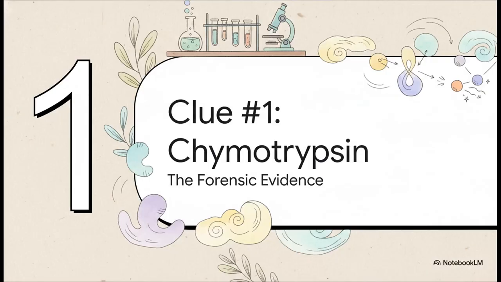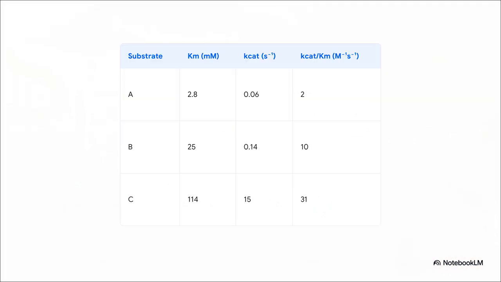Okay, our first piece of evidence. This comes straight from the lab looking at the enzyme chymotrypsin. What scientists did was pretty clever. They wanted to see what would happen if they made tiny little tweaks to the molecule the enzyme works on. That's called the substrate. So this table shows the raw data, the forensic evidence, if you will.